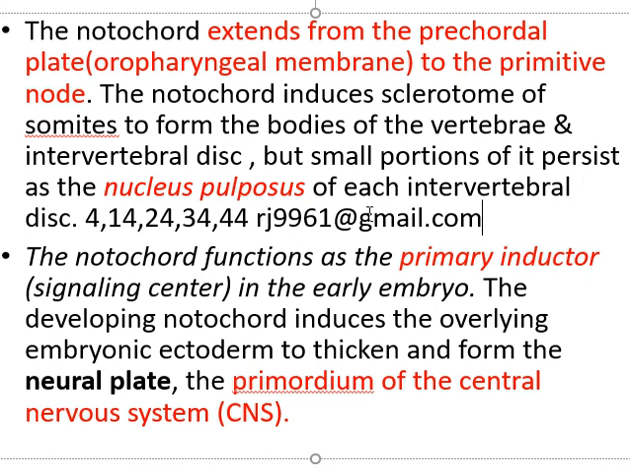The notochord functions as the primary inductor in the early embryo. The developing notochord induces the overlying embryonic ectoderm to thicken and form the neural plate, the primordium of the central nervous system.